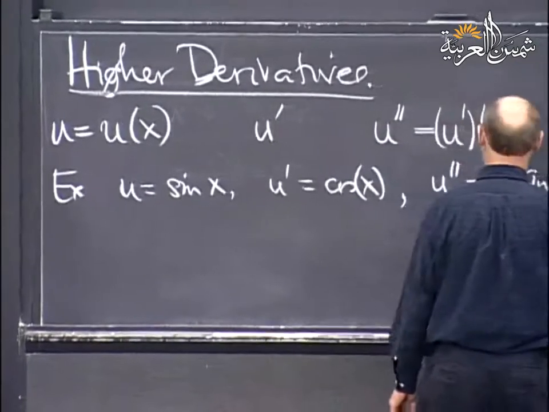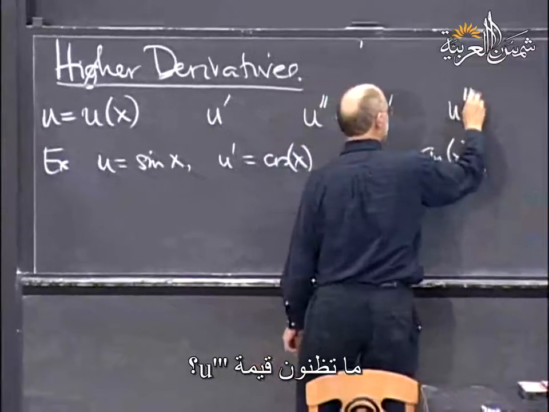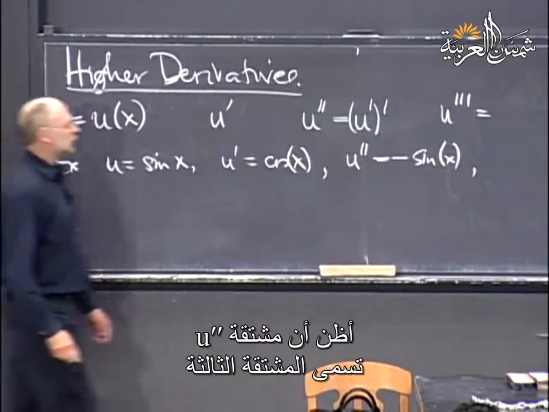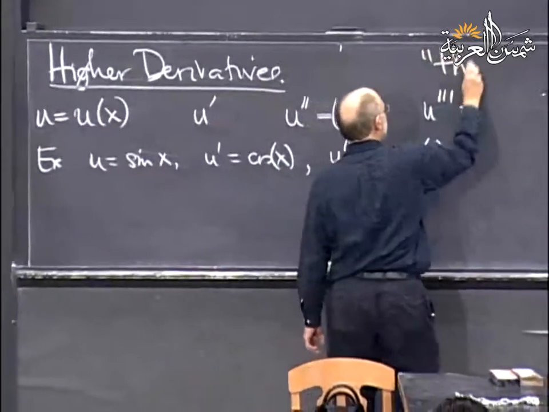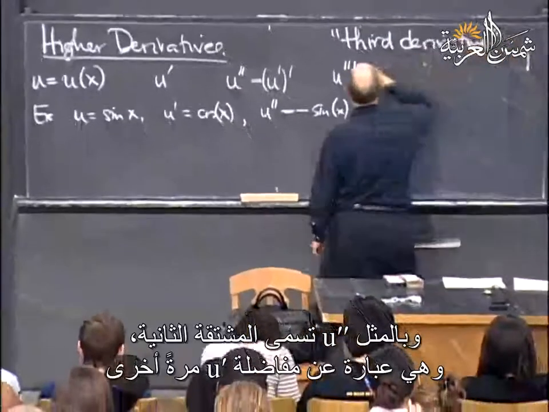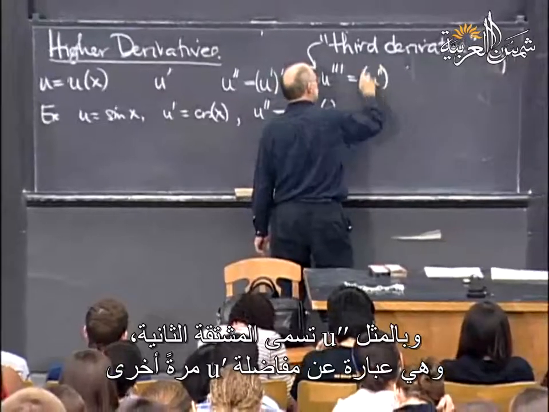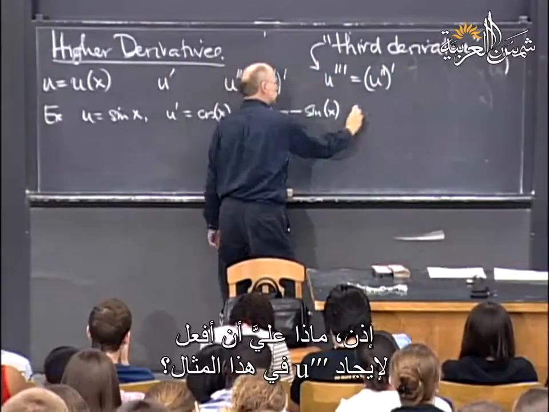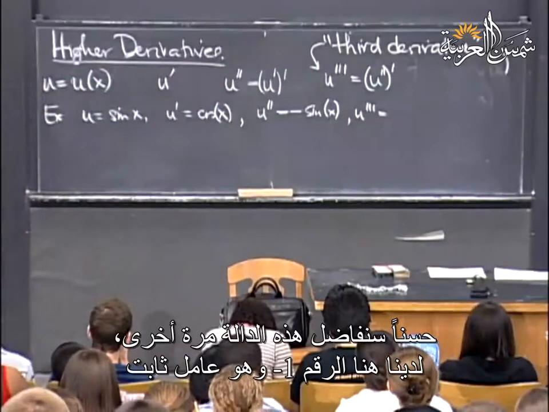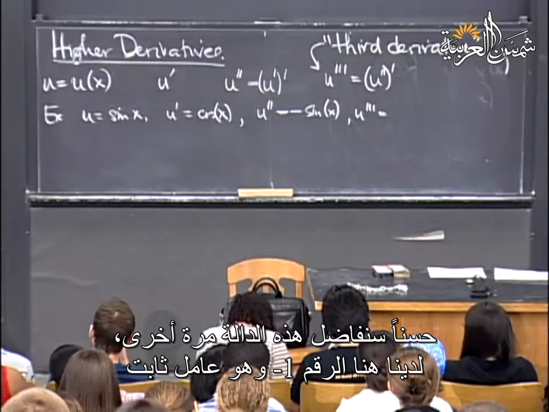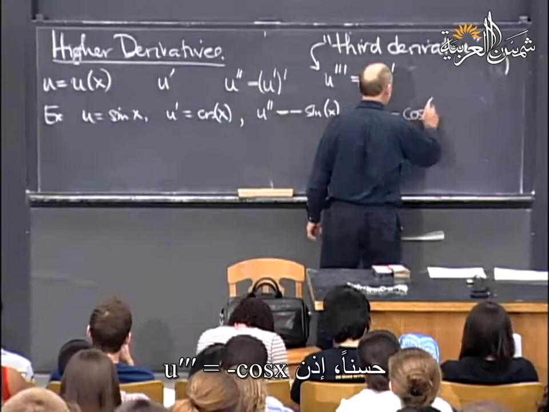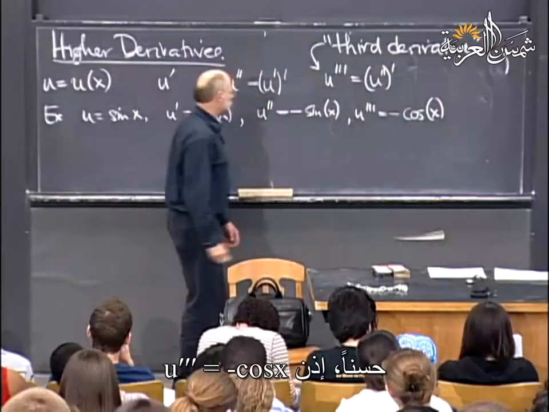Let me go on. What do you suppose u prime prime prime means? I guess it's the derivative of u prime prime. It's called the third derivative. And u prime prime is called the second derivative. So to compute u prime prime prime in this example, I differentiate that again. There's a constant factor, minus one, that comes out. The derivative of sine is what? Okay, so u prime prime prime is minus the cosine of x.